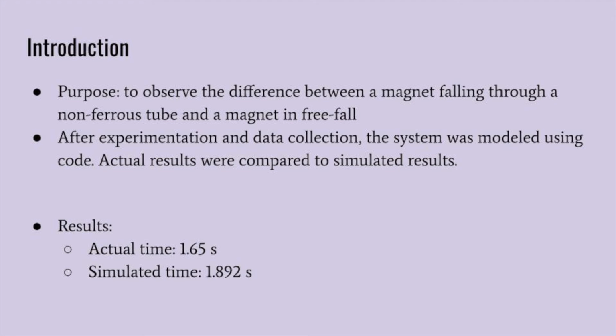The purpose of this lab was to observe the difference between a magnet falling through a non-ferrous tube and a magnet in free fall. After experimentation and data collection, the system was modeled using code, and actual results were compared to the simulated results. The actual time was 1.65 seconds, and the simulated time was 1.892 seconds.